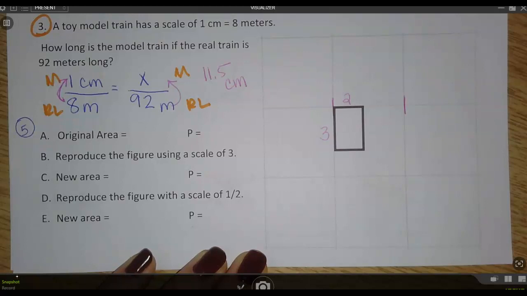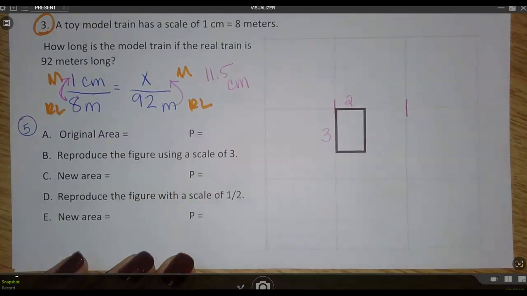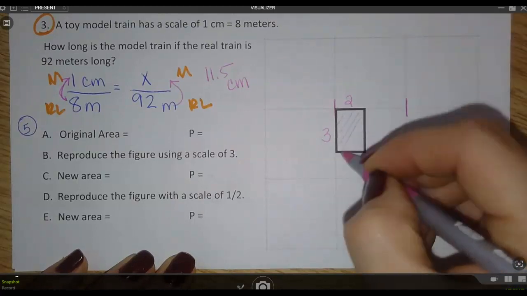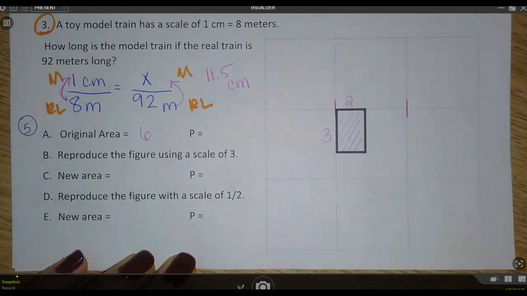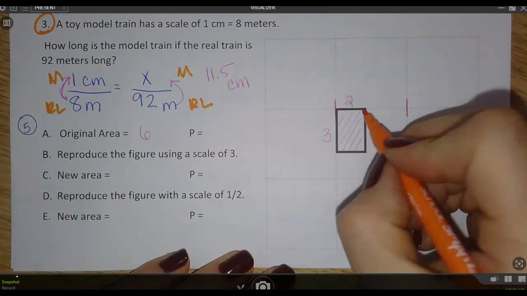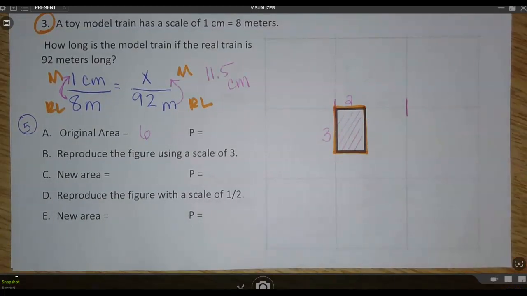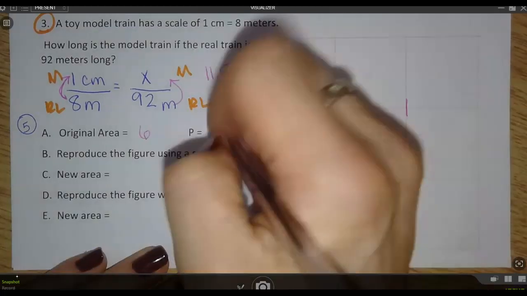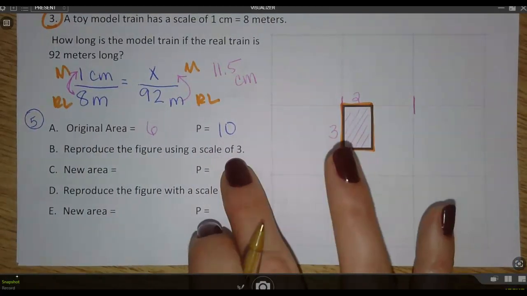So it says find the original area and the original perimeter. Okay, well, area would be 2 times 3. So I know I get 6 square units. And then perimeter, I would just add up all the outside edges. So 2 plus 3 plus 2 plus 3, back to where I started, gives me an original perimeter of 10 units. Okay.